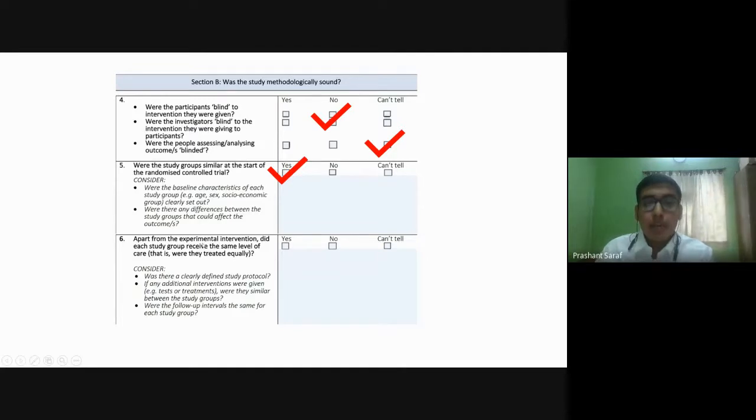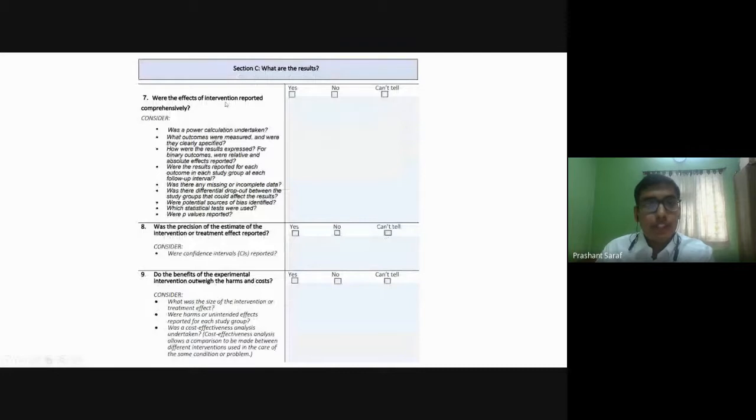And apart from the experimental intervention, which is the drug, did the study group receive the same level of care? Yes, because each one of the study group received the local standard of care. Were the effects of the intervention reported comprehensively? Yes. We have not gone into details of the statistics, but yes, they are reported. And confidence intervals were reported.